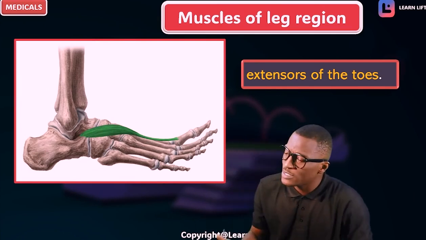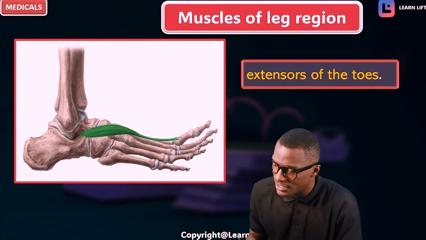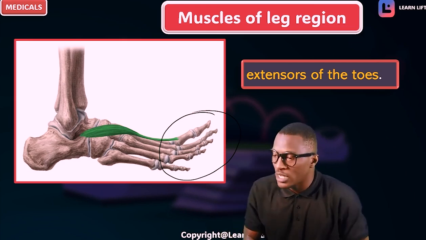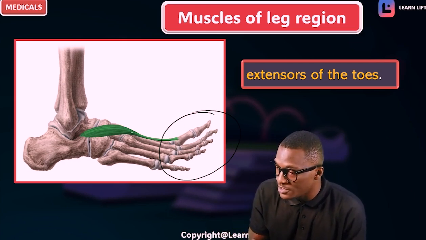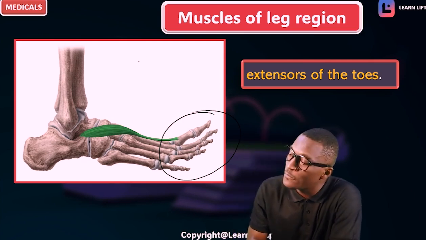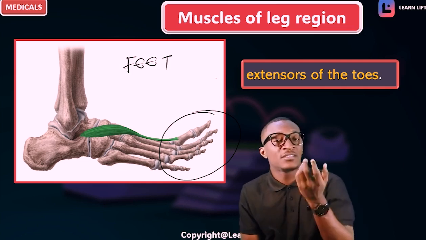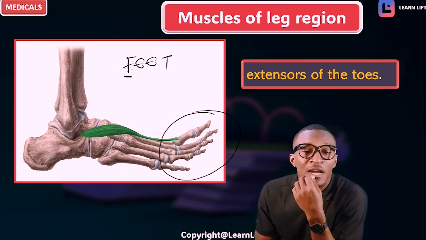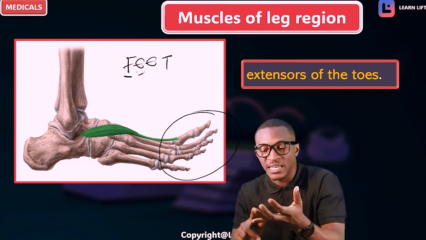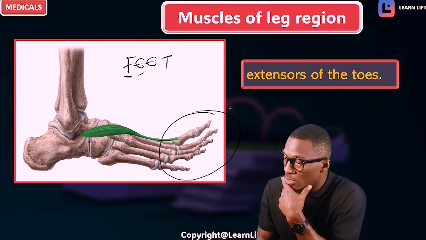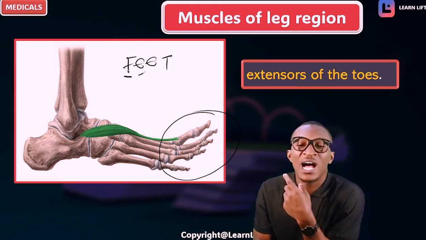Now look at it. You can see in this diagram the toe is being extended. In this diagram you can see the toe is being extended. I told you the muscles of the anterior compartment are called the FEET. This is fibularis tertius, extensor hallucis. Extensor means to extend. Hallucis talks about the big toe. It's called the hallux. Extensor hallucis longus.